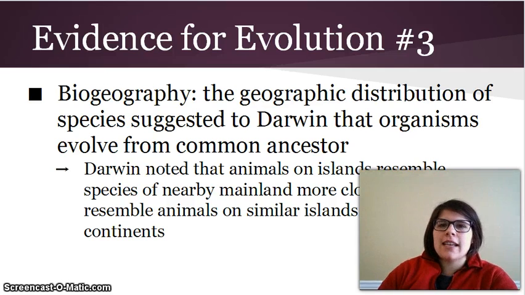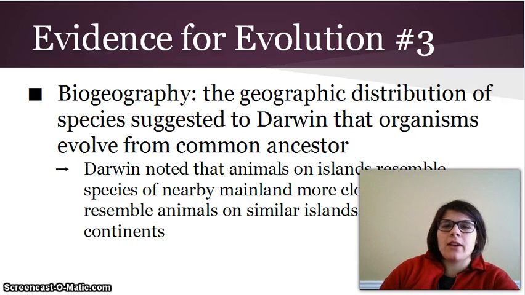So our third set of evolution evidence is going to start out with biogeography. Biogeography is the geographic distribution of species, which suggested to Darwin that organisms evolved from one common ancestor. Now, when Darwin went to the Galapagos Islands, he saw these adaptations. That's where he got the idea for natural selection.